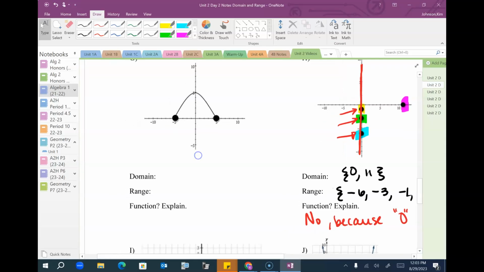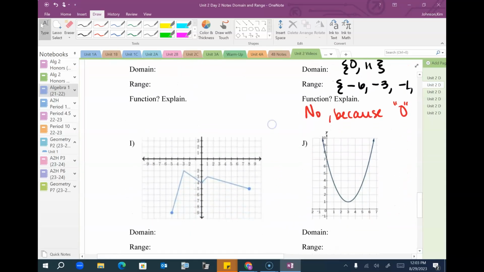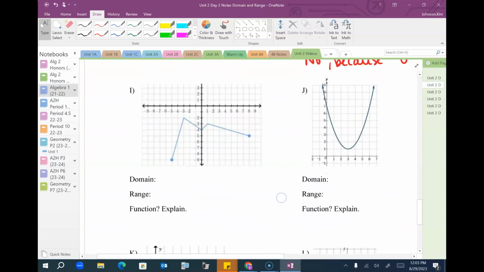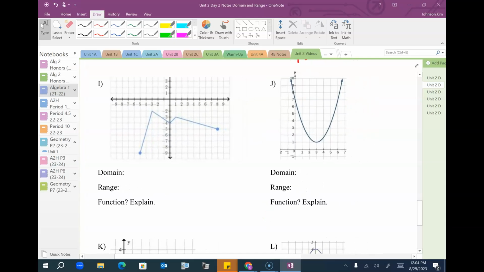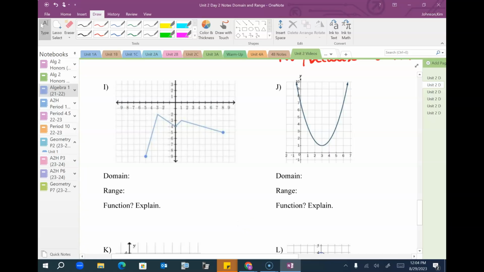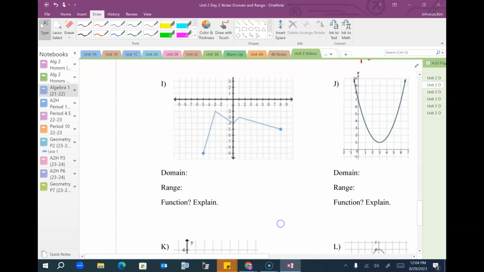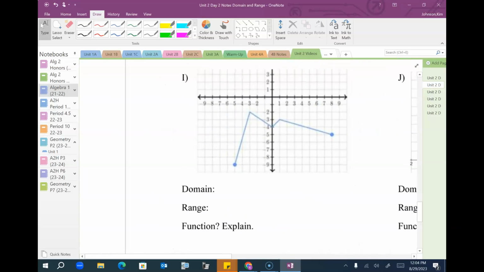And over here, I'm going to go ahead and skip to I, because I think for the explanation it makes it a little bit easier. Okay, when I look at a graph where the points are all connected, it would be impossible for us to list out all the points that are on the graph. So we identify the domain and range a little bit differently for this.